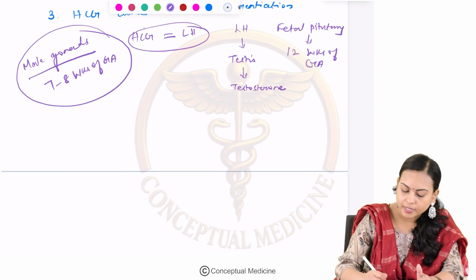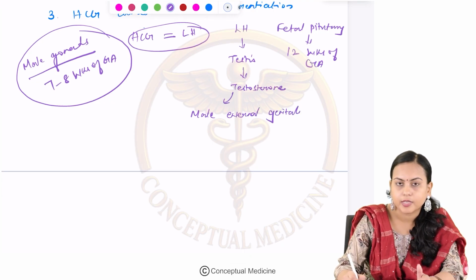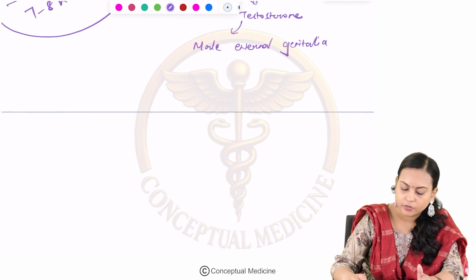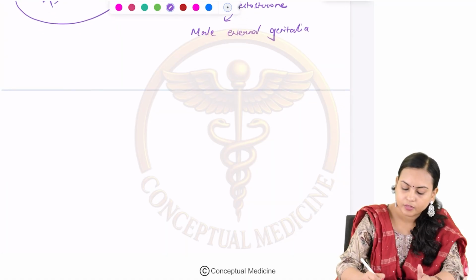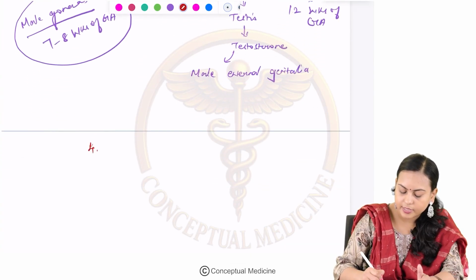So, with the help of testosterone, male external genitalia differentiation is also brought about by this hormone. Also, know what the other hormone it is closely resembling is? Yes, it resembles the thyroid releasing hormone also, right?